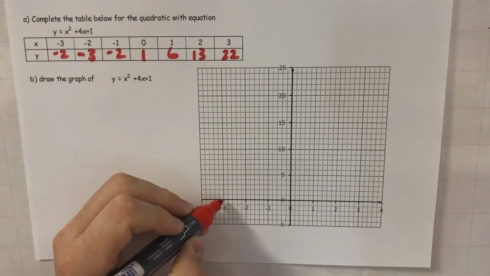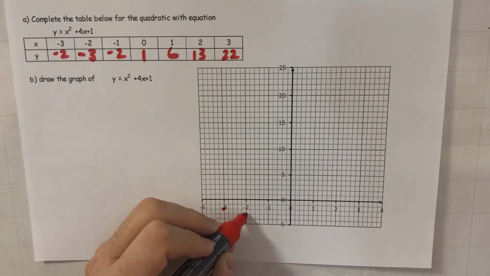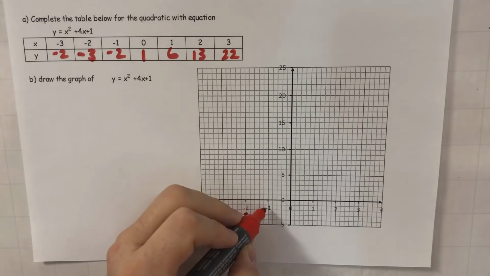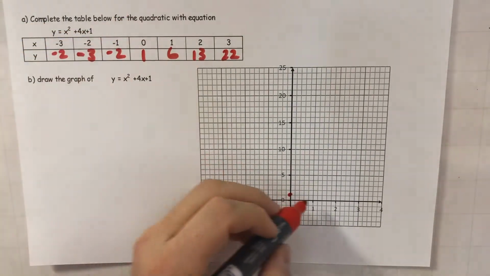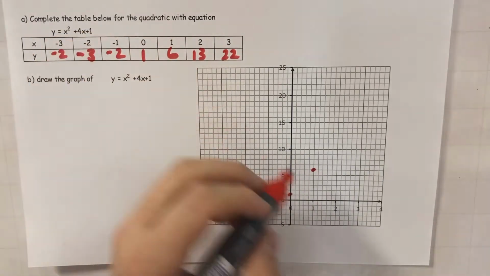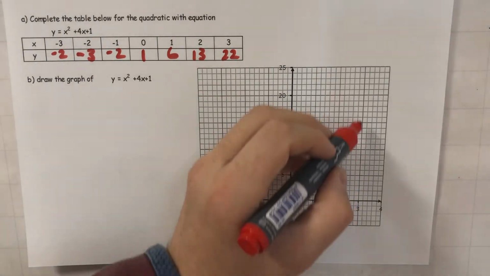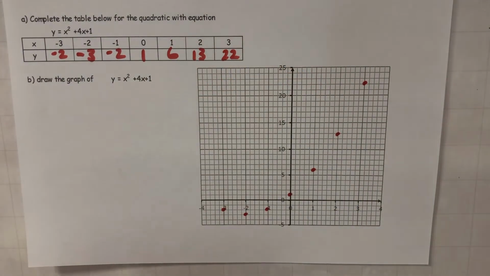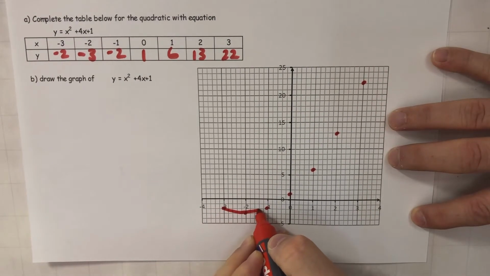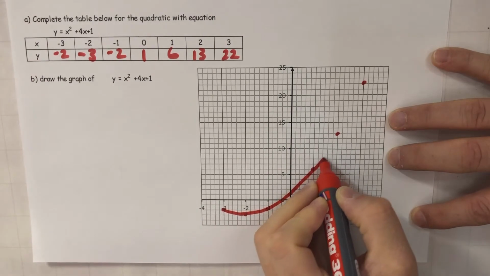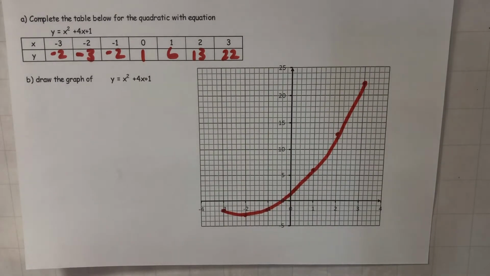So at -3, we are at -2. At -2, we're at -3. At -1, we're at -2. At nothing, we're up at 1. At 1, we're up at 6. At 2, we're up at 13. And at 3, we're up at 22. And then, as neat as you can, draw a curve through all those points. And there is your quadratic curve.